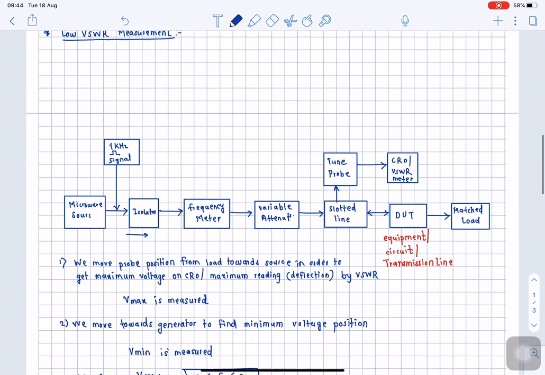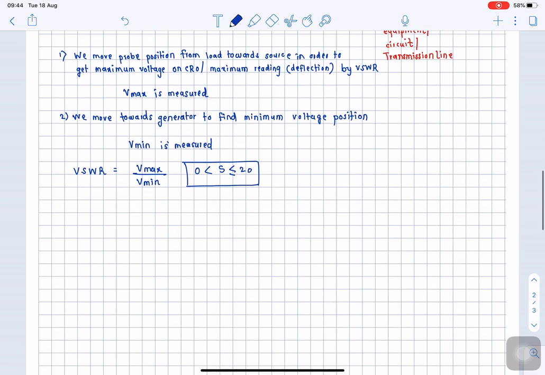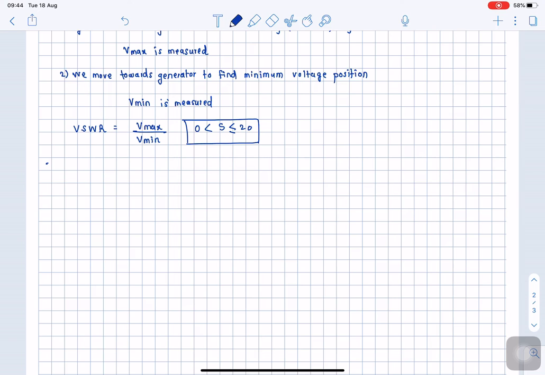Now in that particular case, we are going to make use of the second method, which we call the high values of VSWR measurement. The second method is used when the VSWR is greater than 20, because the earlier method is not applicable there. So at that time we switch to another technique where the standing wave ratios are greater than 20. This operation is similar to the earlier one, with only some additional procedure.